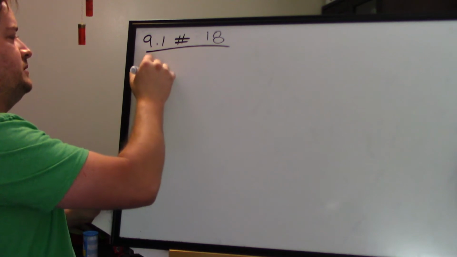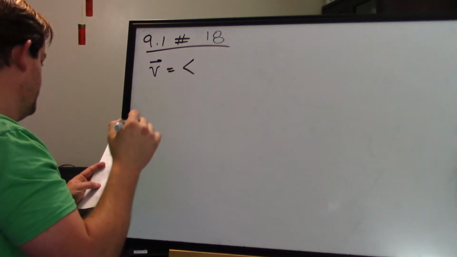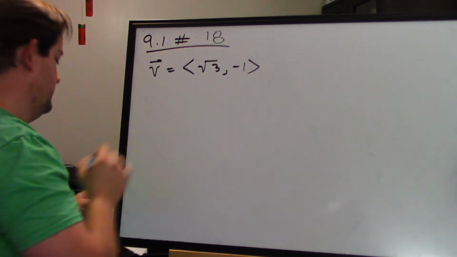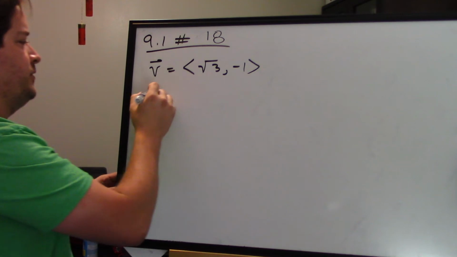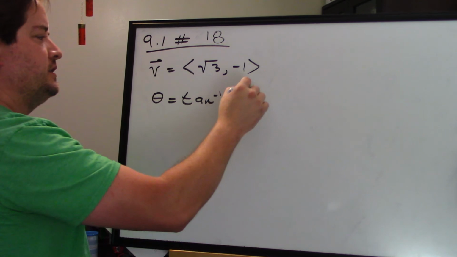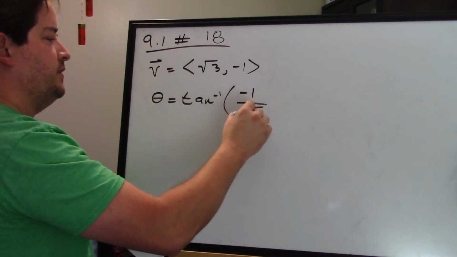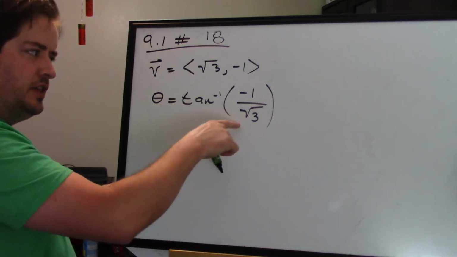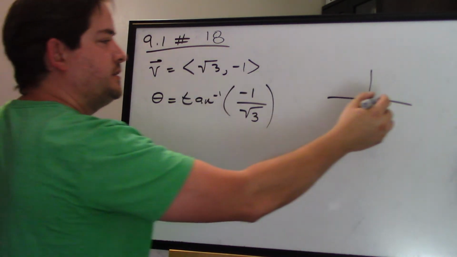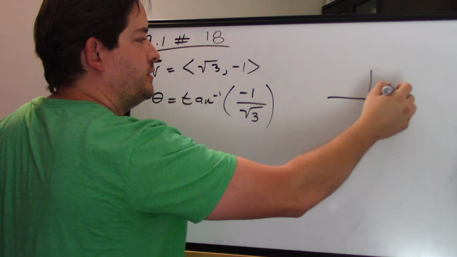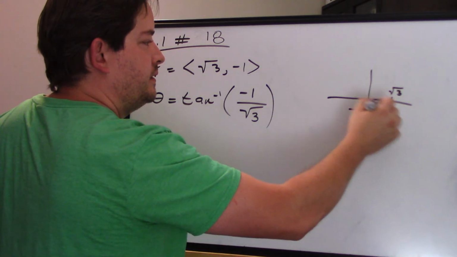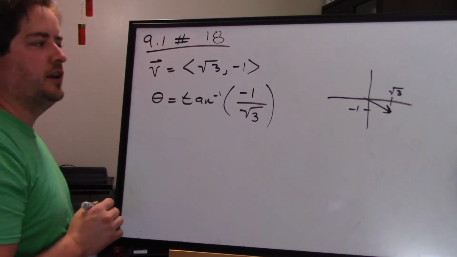18 is the same question with the vector √3, -1. So again I've got theta is the tan inverse of my y value, which is -1, divided by my x value, which is the square root of 3. If I think about where this is, that is again in quadrant 4, because I have a positive x component of √3 and a negative y component. So that's my vector. I should end up in quadrant 4.